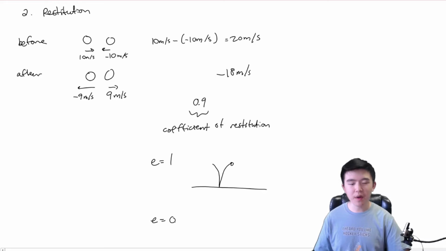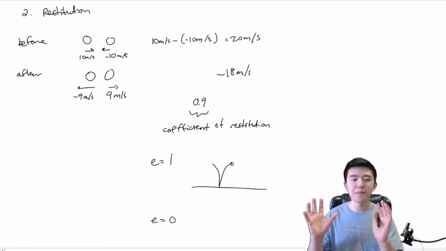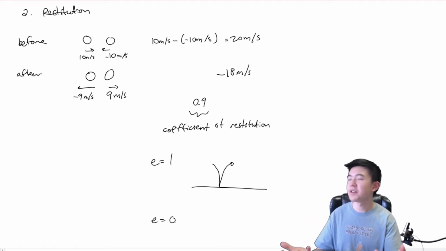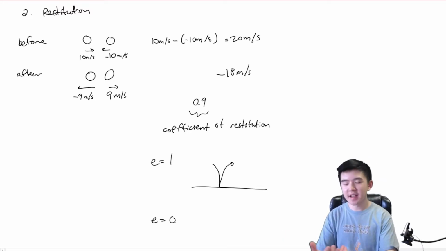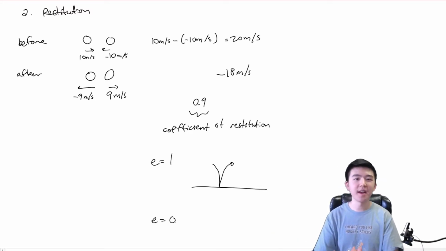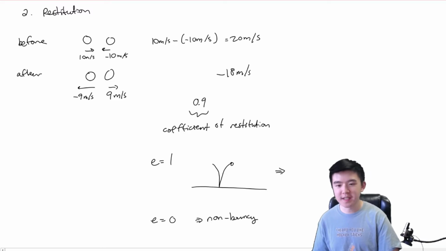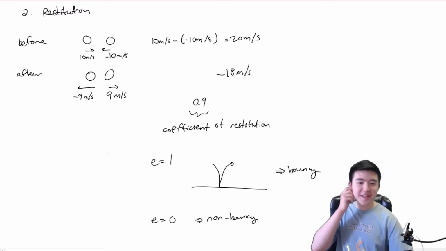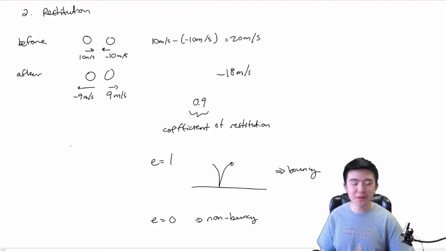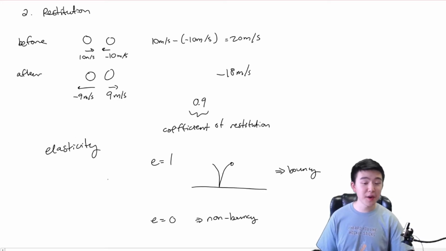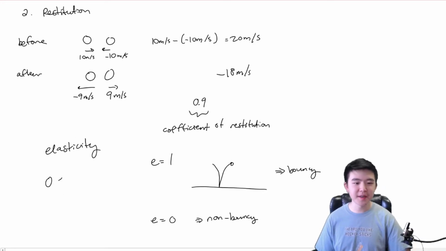And if e was 0, then you can imagine two very heavy non-bouncy objects. After they collide, they just kind of stick to each other and move very slowly or something. I don't know. So e equals 0 is non-bouncy, and e equals 1 is bouncy. The correct term for this is elasticity. So e equals 1 is a completely elastic and e equals 0 is a completely inelastic collision. But we don't really need to worry about that. We just need to know that the coefficient of restitution is between 0 and 1.